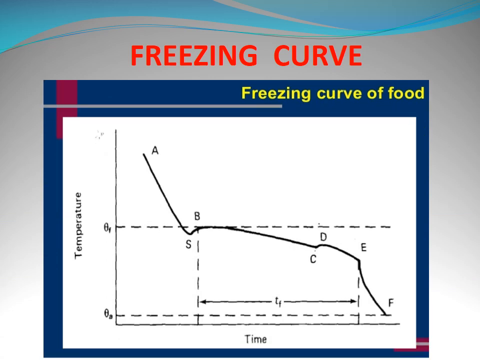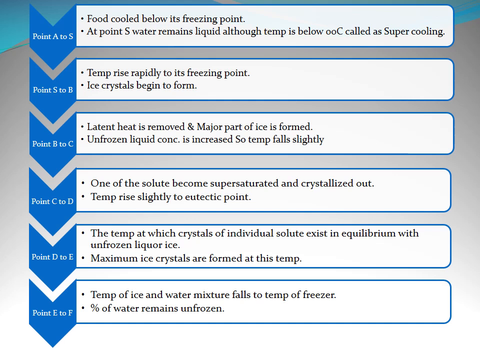Now see a freezing curve of food, between temperature and time. Point A to S indicates that food is cooled below its freezing point. At point S, water remains liquid although temperature is below 0 degrees Celsius, called supercooling. From point S to B, temperature rises rapidly to its freezing point and ice crystals begin to form. From point B to C, latent heat is removed and a major part of ice is formed. Unfrozen liquid concentration is increased, so temperature falls slightly.